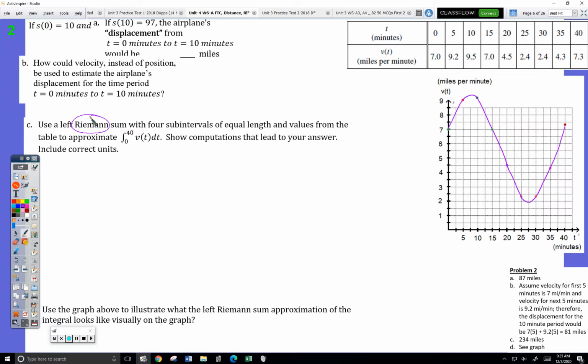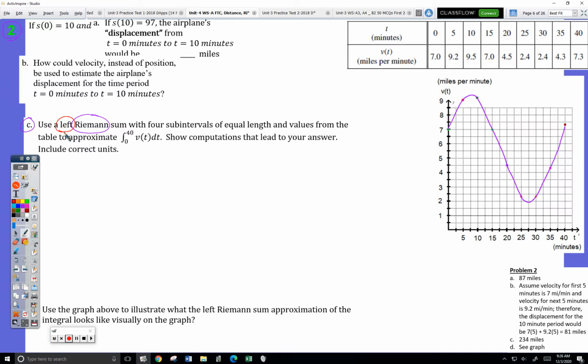So for example, right here, item C on number 2, it says use a left. Please circle the word left. You don't really need to circle Riemann. We don't do any other types of integral approximations, so that's the only type we do. I'd have to look it up, but I feel quite confident there are more. Usually one person invents some idea, and then somebody else comes along and says, I think I know a better way, right? They only test us on Riemann, so 2 points.